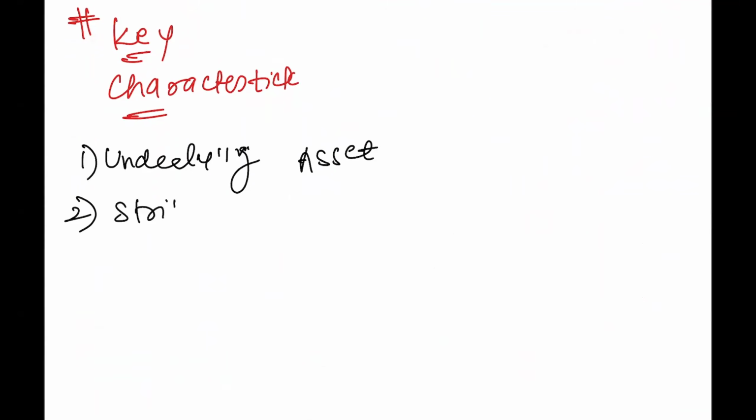So the first key characteristic is the underlying asset, as we all know, and it can be different financial instruments: stocks, commodities, currencies, indices, right? Then the second is strike price. Strike price is nothing but the predetermined price at which you want to buy the underlying, right?